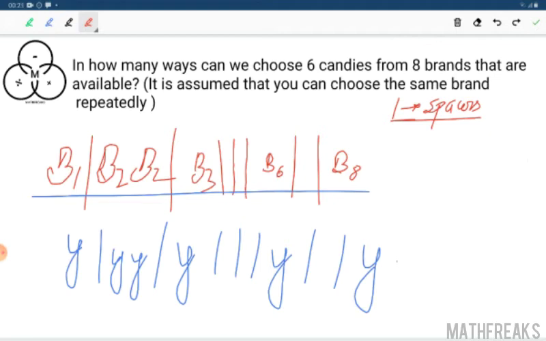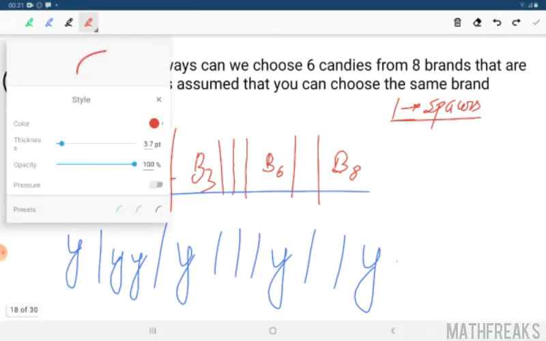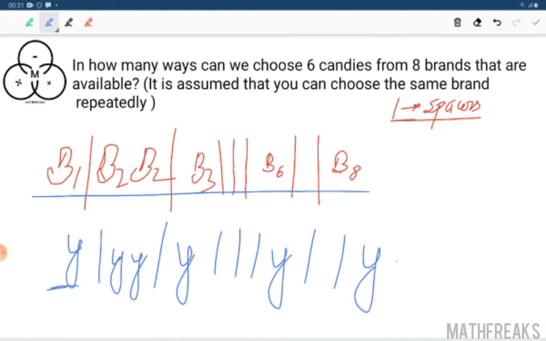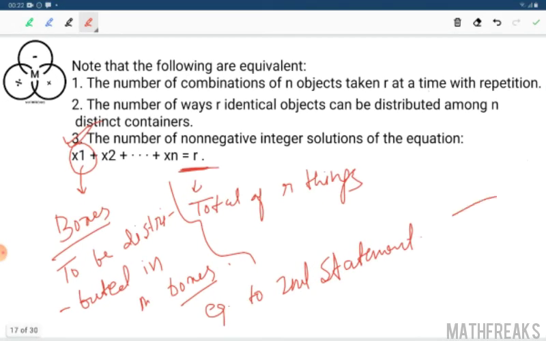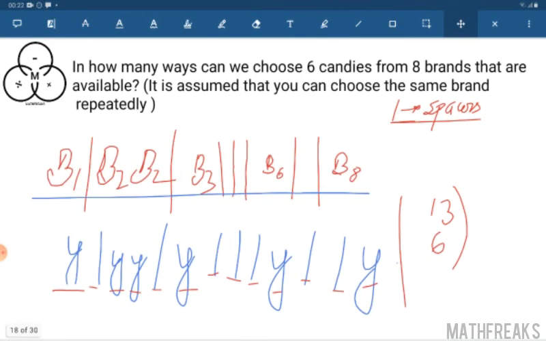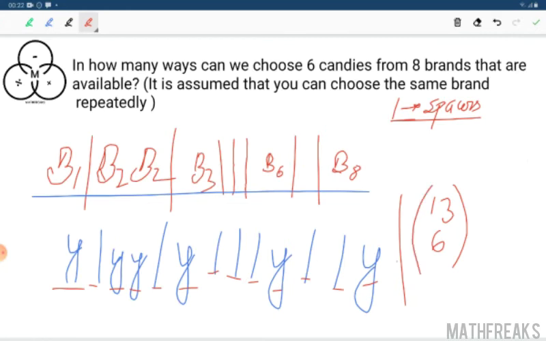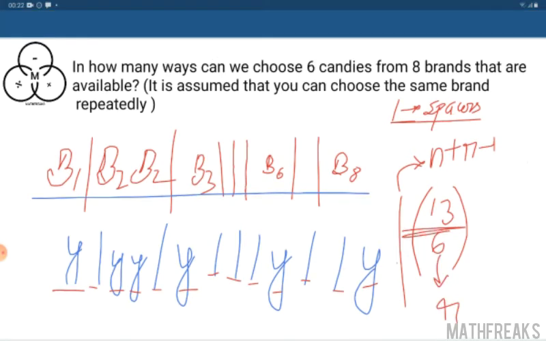What are the total number of spaces we are having? You just see. We are having 1, 2, 3, 4, 5, 6, 7, 8, 9, 10, 11, 12, 13. We're having 13 spaces, right? In between the 13 spaces that we are having totally, we need to select spaces for the y. That is 13 choose 6. So this 13 can be written as n plus r minus 1, and this is r. So we can generalize it.